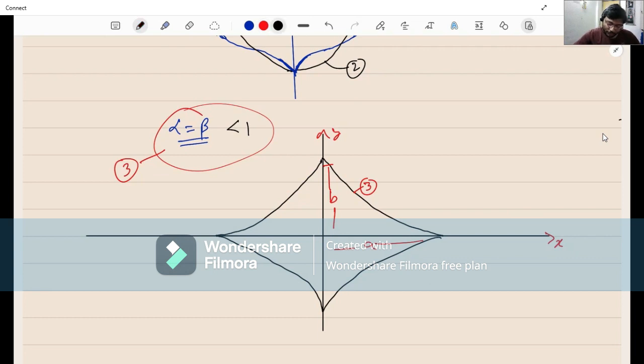Fine. If you make alpha equal to beta greater than 1, in this case, it will become soft along the y-axis as well as the x-axis. If it crosses the y-axis, it will be very soft and it will cross perpendicularly to the axis, whichever axis it crosses. So it will look like this. It will not make a cusp this time because here the value of alpha and beta is greater than 1.